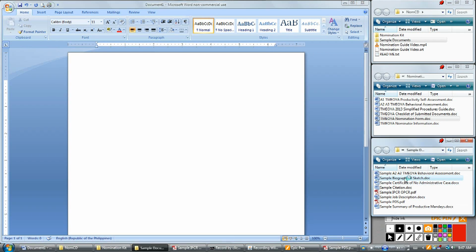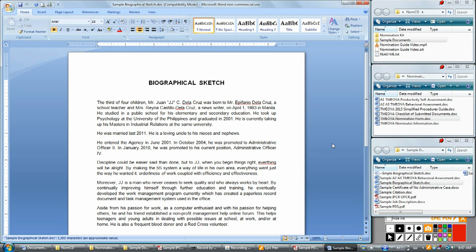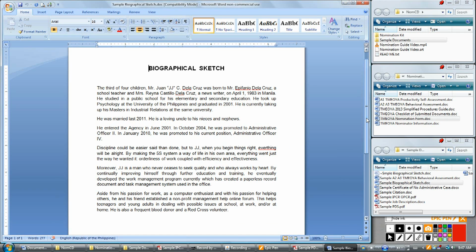The biographical sketch should also be 1 page long. This will provide background information on the nominee, and it will serve as a summary of his or her past accomplishments. A sample can also be found in the Sample Documents folder.